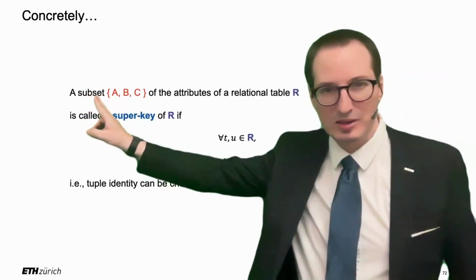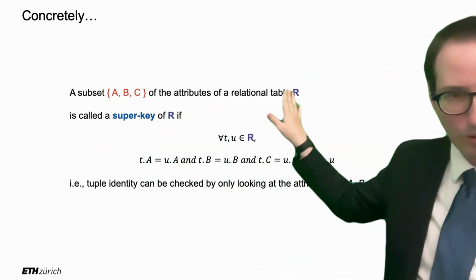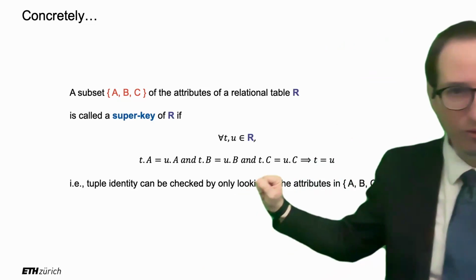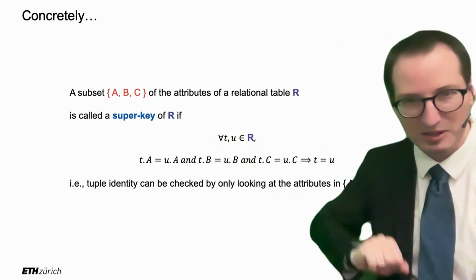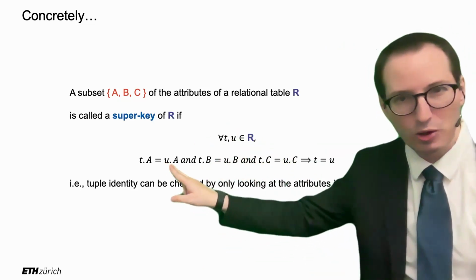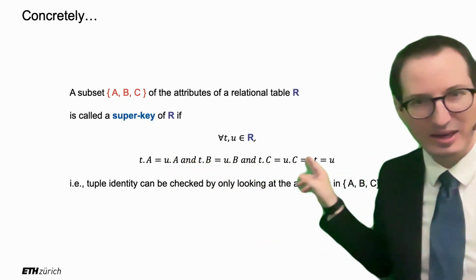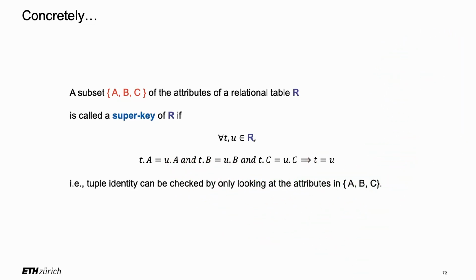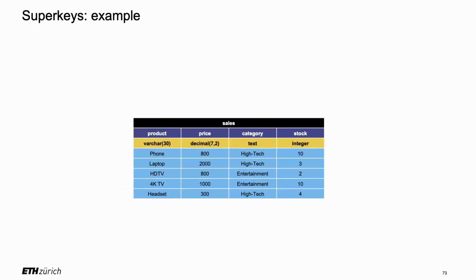So a set ABC of some attributes of R is a super key if, whenever you take two random tuples in the table, these tuples agree on the super key, then they are the same tuple. You cannot have two tuples that are different and that agree on the super key. Okay? So it means that in order to know if two tuples are the same, it's enough to check if they match on the super key. That's why it's called super. All right, so here's an example.